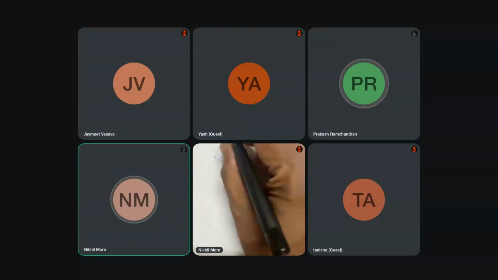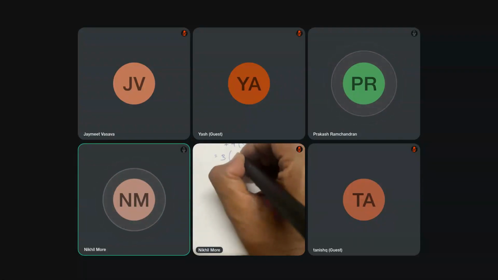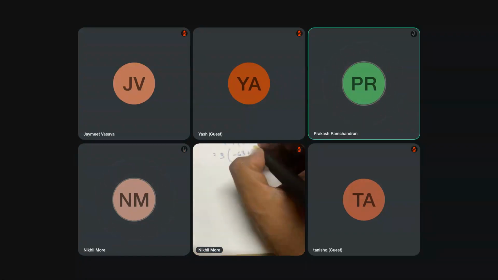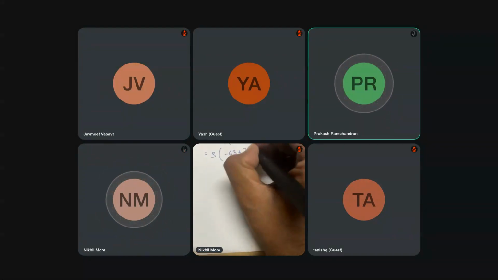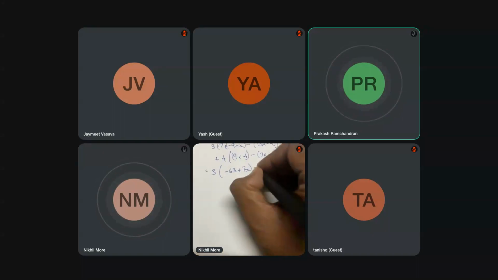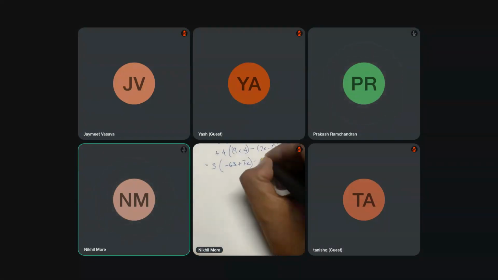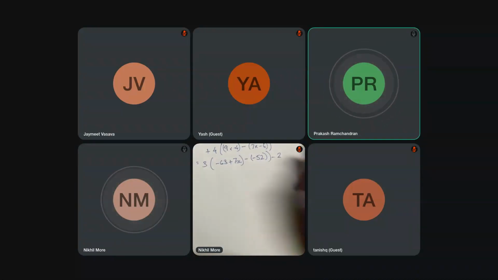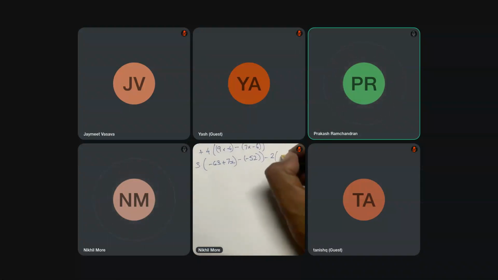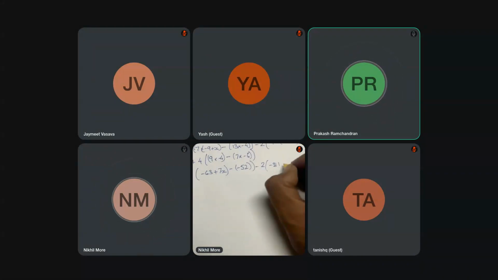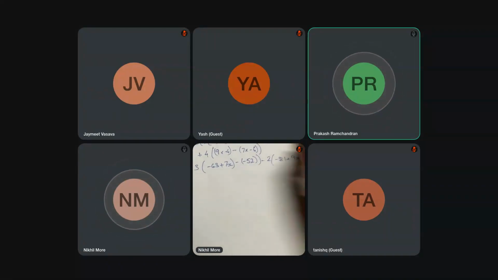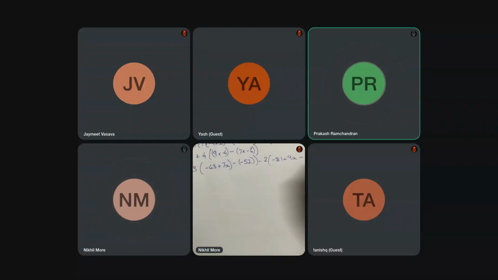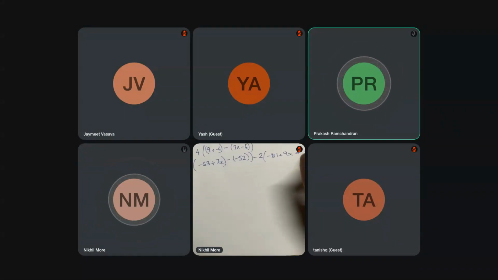3 into 7 9 are 63. Those who are on the call, if they can do it on their own on their sheet, that will be easy if you can follow. Plus 7x minus 13 fourths are 52. Minus 2 into 9 is minus 81, plus 9x minus 13 into 6 is 78.